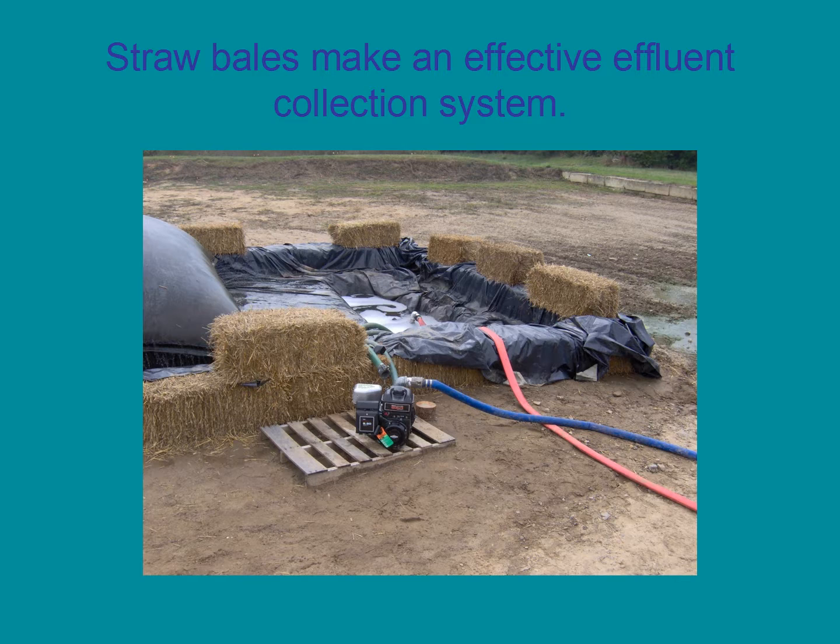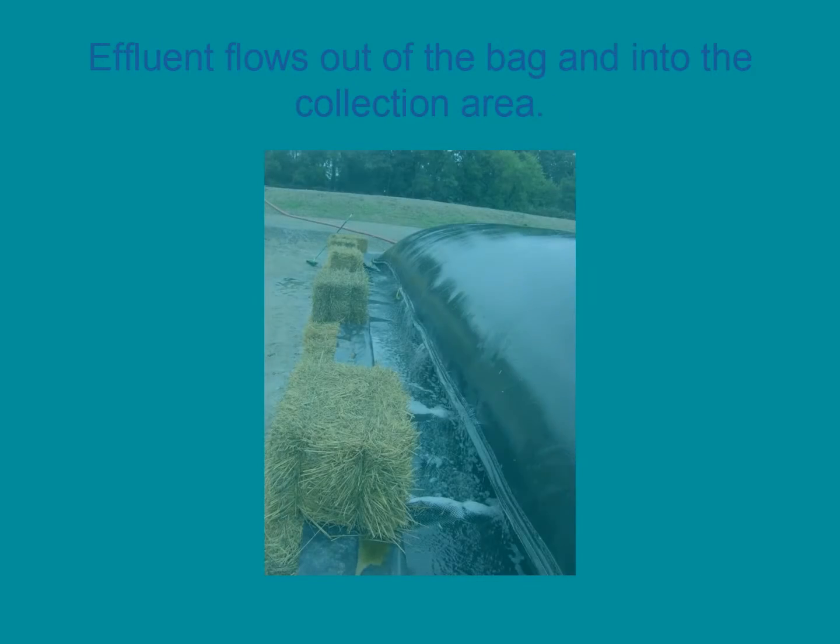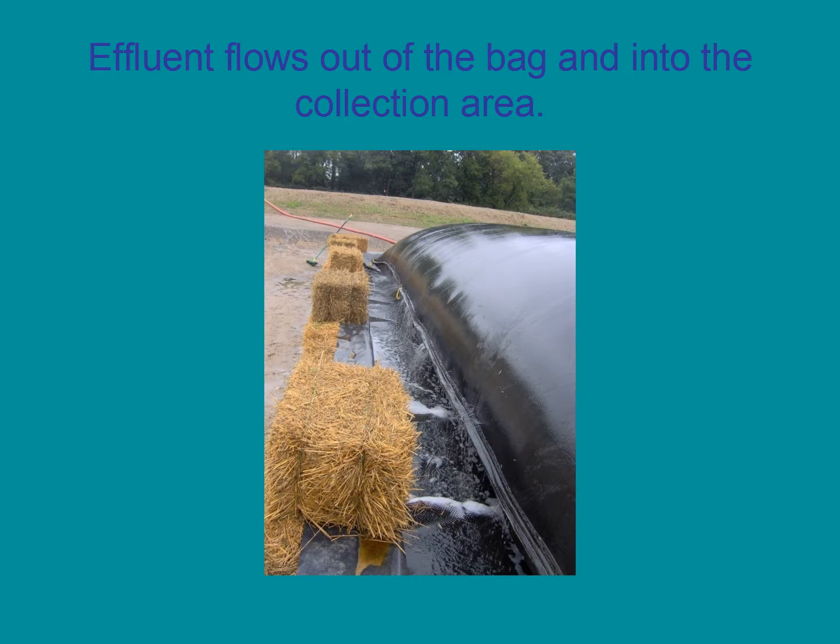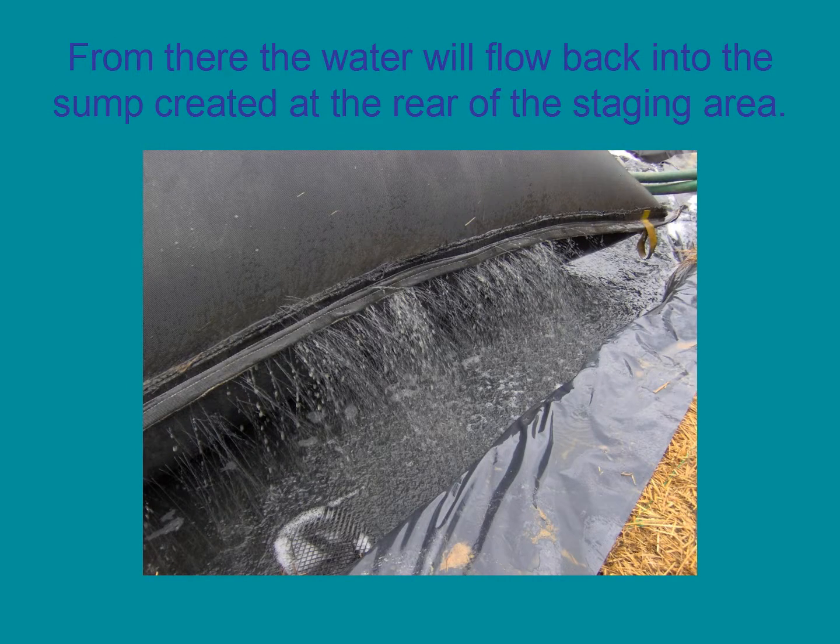For smaller projects, straw bales make a very efficient and effective effluent collection system. The plastic sheeting and straw bales form a basin to collect the effluent and divert it to a sump for disposal. The effluent flowing from the bags is collected and diverted to the sump where it is pumped back into the lagoon.